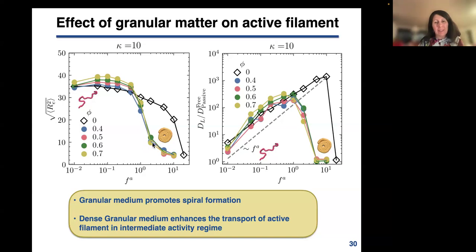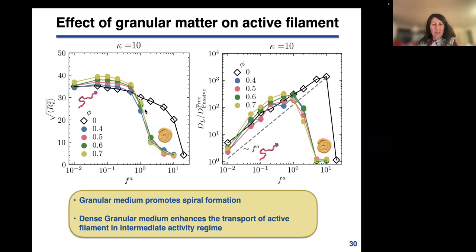But if you have a very active filament, the conformation is dropping a lot compared to the free space. The black lines are the free space mean end-to-end distance. So it's dropping much quicker, and this is because of the spiral formation. And if you have a granular matter, because it's more confined, it somehow promotes the spiral formation to lower levels of activity compared to the free space. And that explains the shrinkage of the polymer conformation.